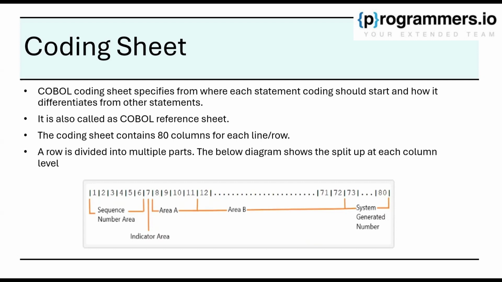If we talk about columns 1 to 6, which is the sequence number area, as you can also see in the image, the sequence number area was originally used for numbering.